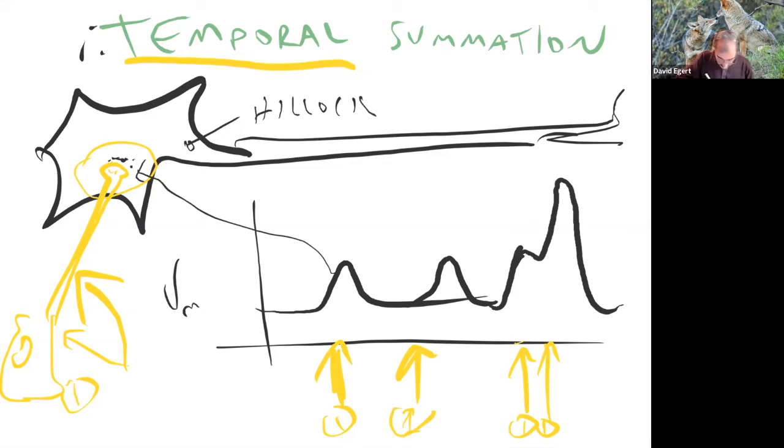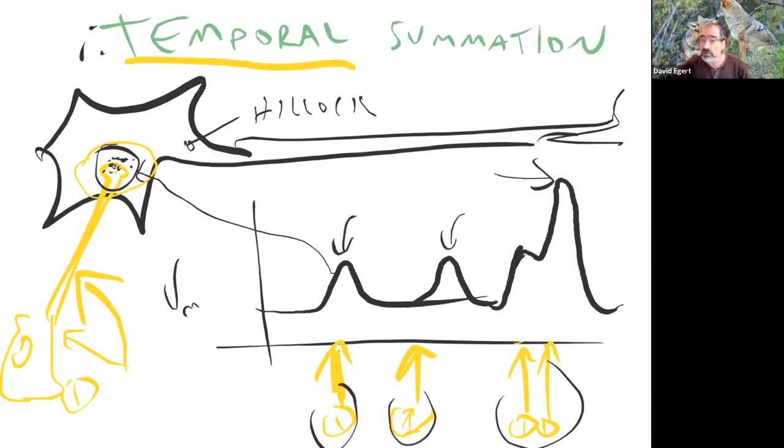If you fire off this synapse in quick succession, the overall effect is going to be a larger depolarization at the target membrane than it would have been just from a single triggering of that synapse.